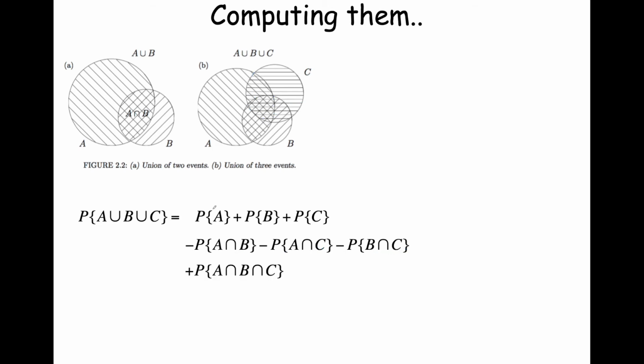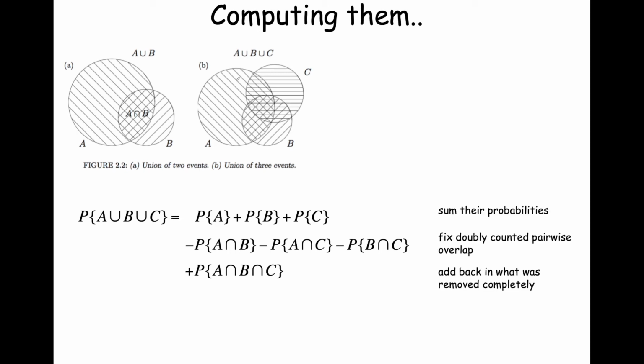So here you have double counted two-way intersect regions and three copies of the three-way intersect region. You subtract out the double intersect regions. You end up adding back in that single copy of the three-way intersection. And this works also in the case if these events are non-intersecting, because for any non-intersecting events, the respective probability of the intersecting region is going to be 0. Okay, so you sum the probabilities, you fix up the doubly counted pairwise overlap, and then you add back in that triple overlap, which was removed completely.